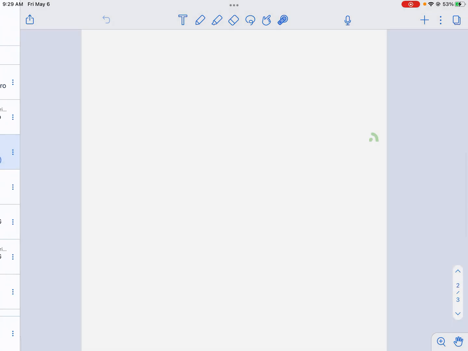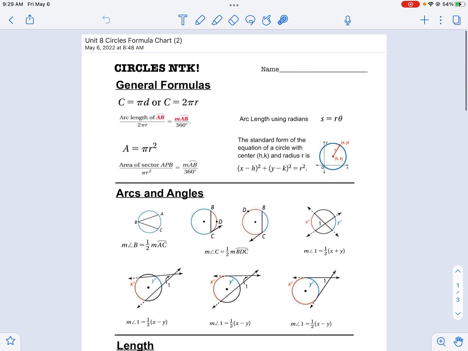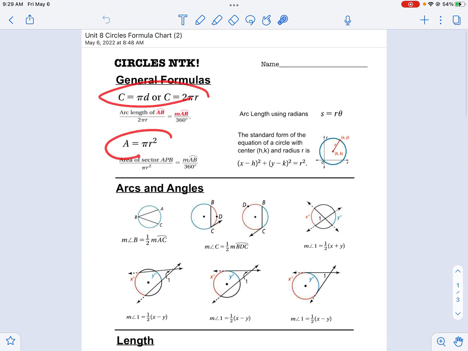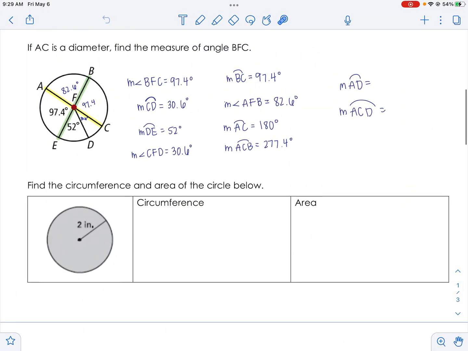Well, if you go back and you look at that formula chart, on the front side, we have our circumference and our area formulas. Now, for circumference, you probably have seen both of these before. So pi d means pi times the diameter, or 2 pi r, so 2 times the radius. And that's because the diameter is 2 radii, so 2 times the radius is the diameter. So it does not matter which formula you use.